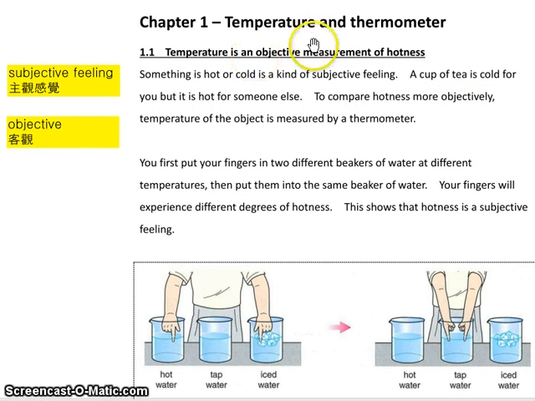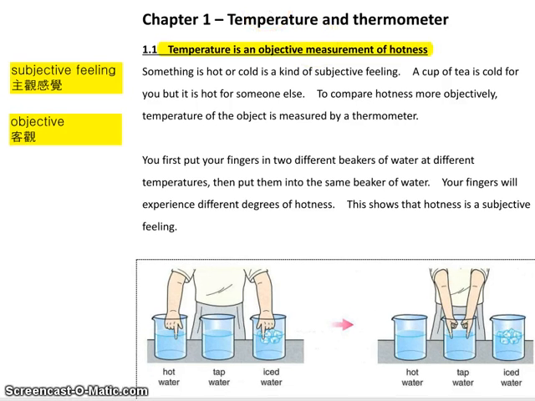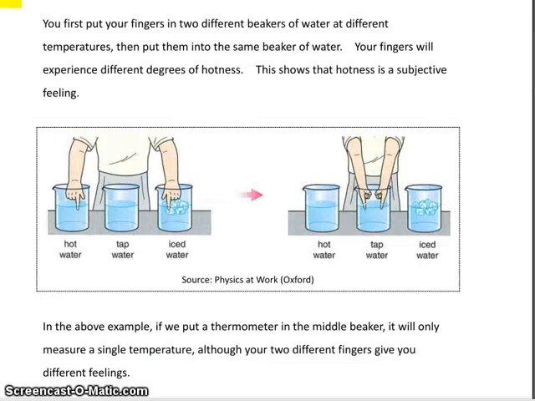Temperature is an objective measurement of hotness. Well, it is not a problem of you or me. It is just a problem of feeling. So let's take a look at the following examples to illustrate the idea. So in this experiment, there is only you. And you have 2 hands. You put your one hand into hot water. You put your another hand into iced water, which is very cold.